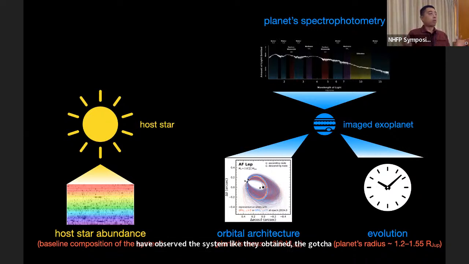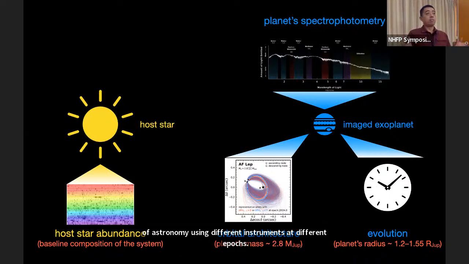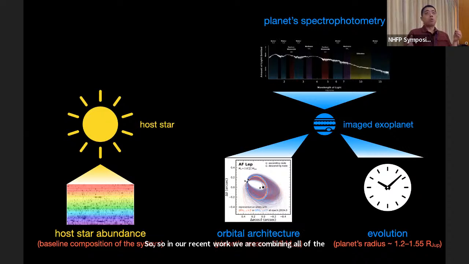So in our recent work, we are combining all of the available relative astrometry plus the host star's relative RV and also the Hipparcos-Gaia acceleration. In this way, we are refining the orbit of the system, and we are also refining the planet mass. So now we find that the planet mass is 2.8 Jupiter masses.